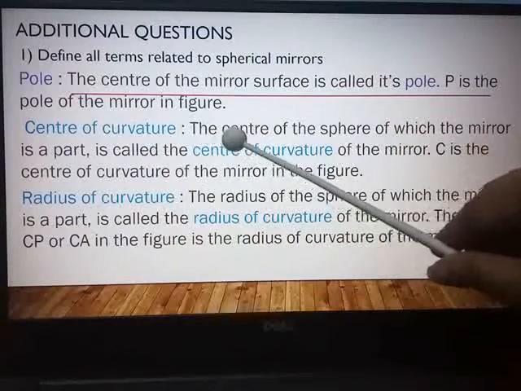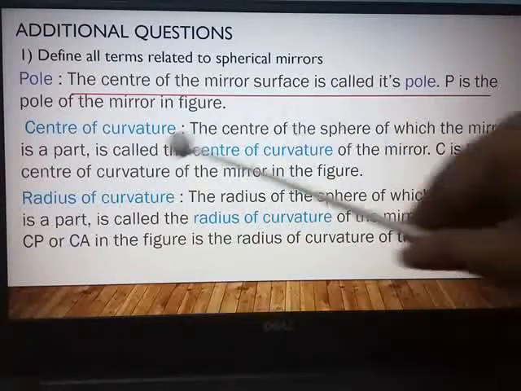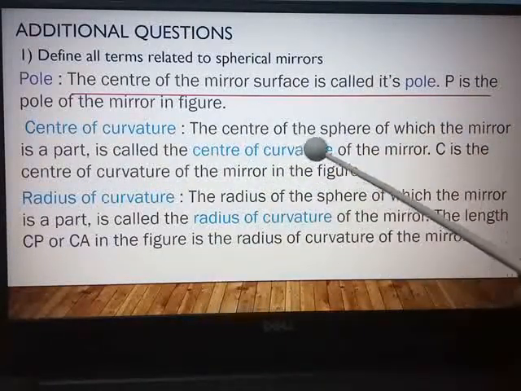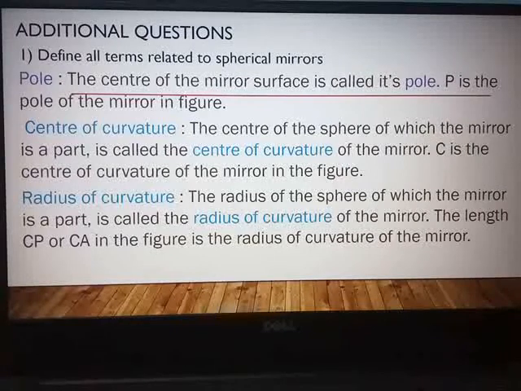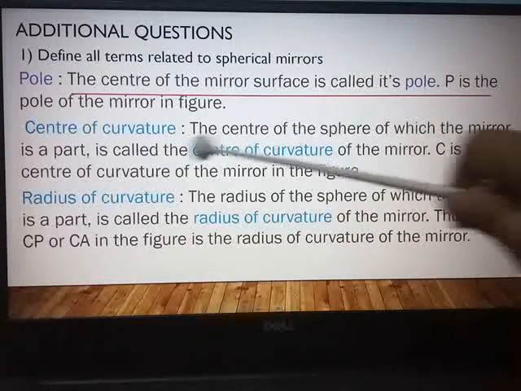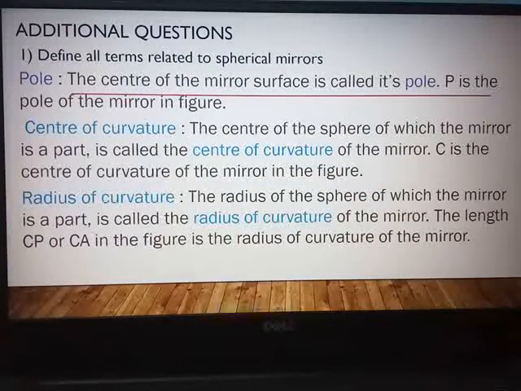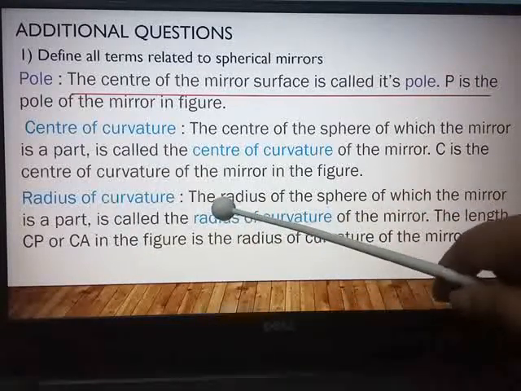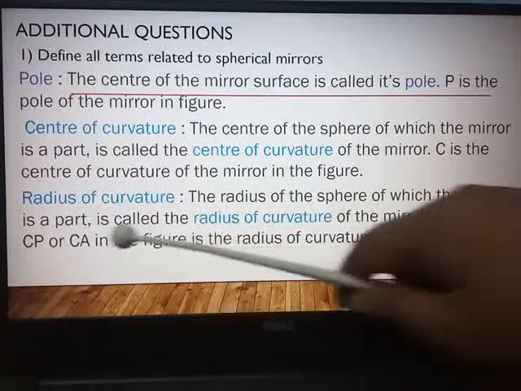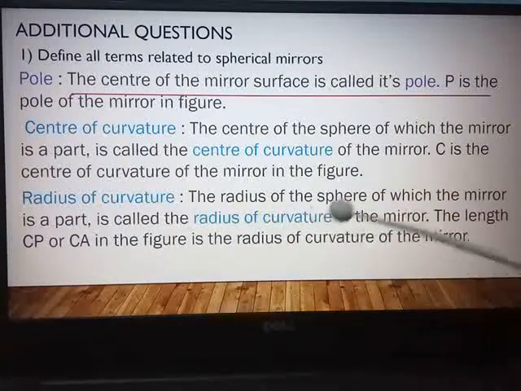Second, center of curvature. The center of the sphere of which the mirror is a part is called the center of curvature of the mirror. If you are drawing the diagram in the exam, then only you have to mention it. C is the center of curvature, P is the pole. But for definitions, you don't have to draw the diagram. Third one, radius of curvature. The radius of the sphere of which the mirror is a part is called the radius of curvature of the mirror. Mark it in the textbook.